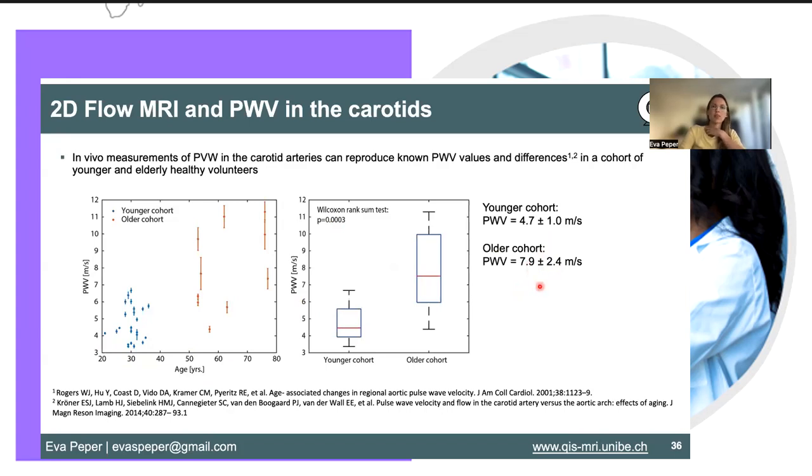But I must say, pulse wave velocity is very sensitive to any type of physiological changes also throughout the scan. So on a large scale level it works, but if you want to detect very tiny differences, it was always very challenging.